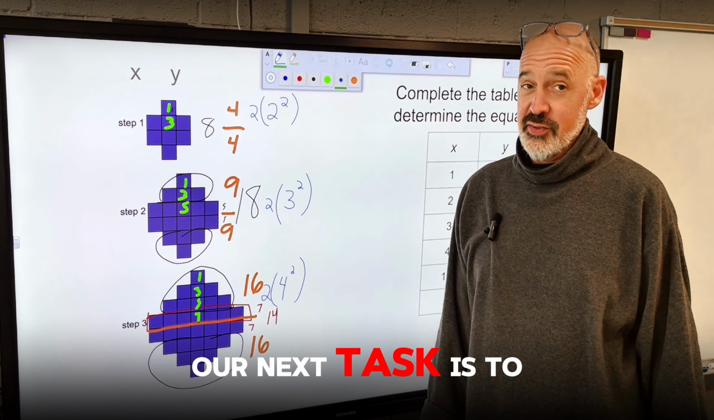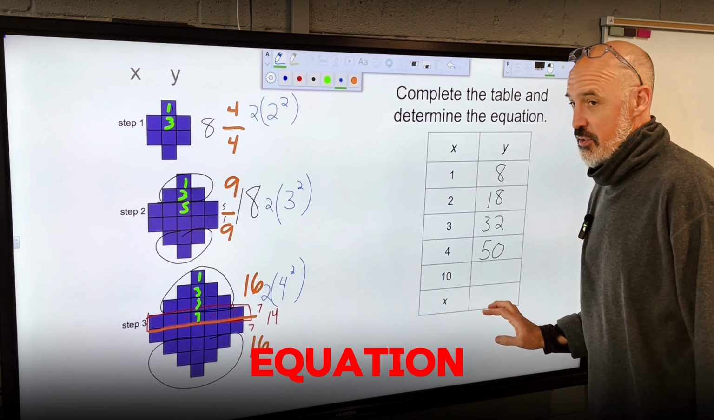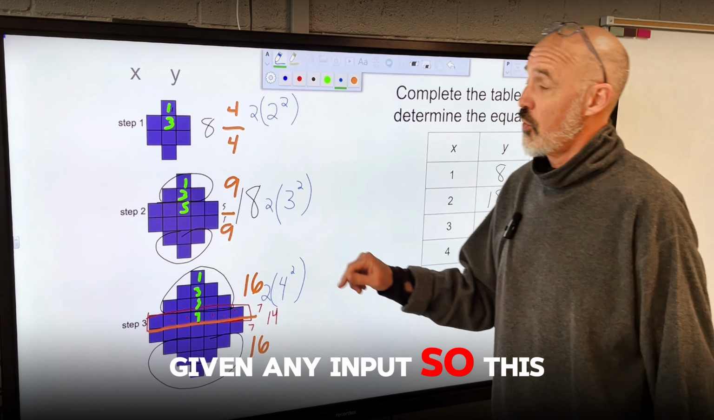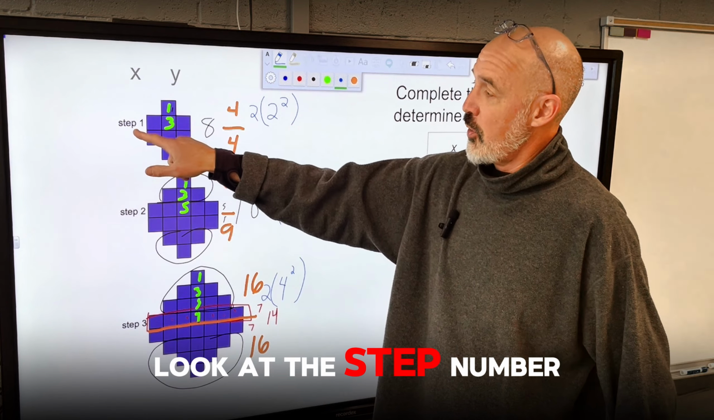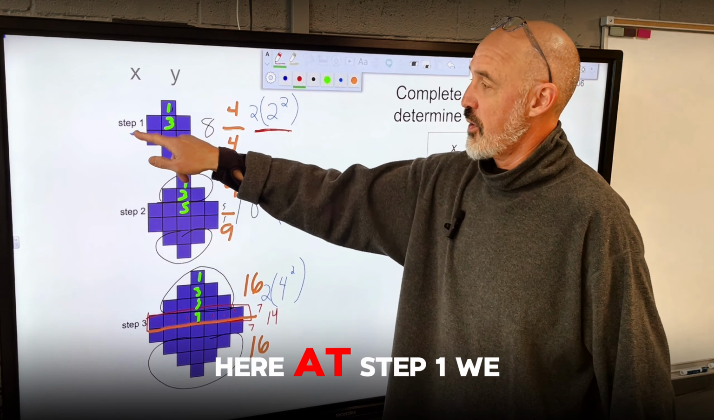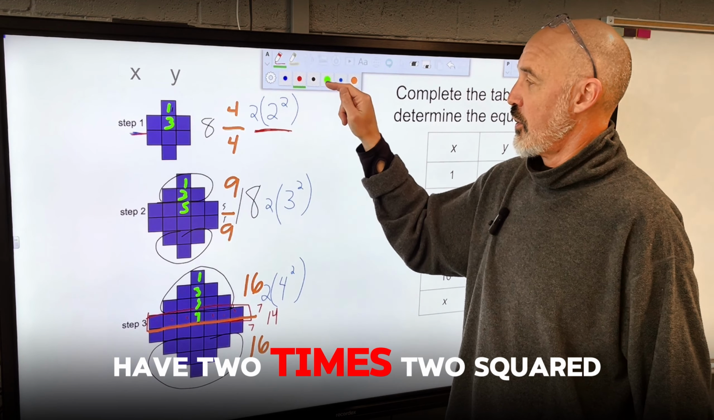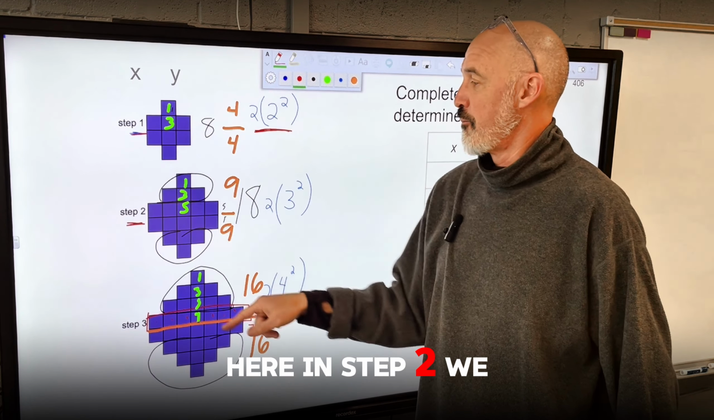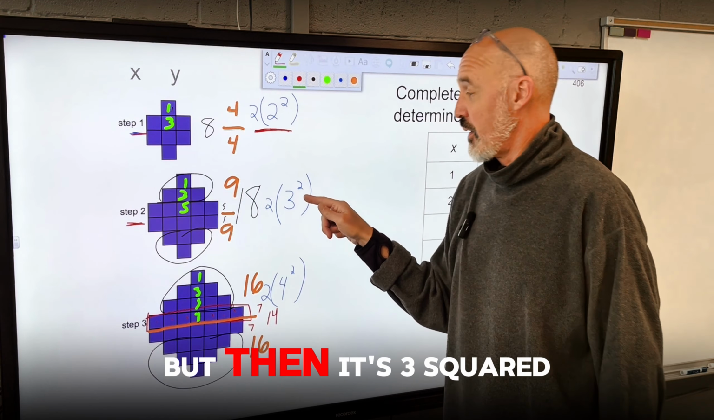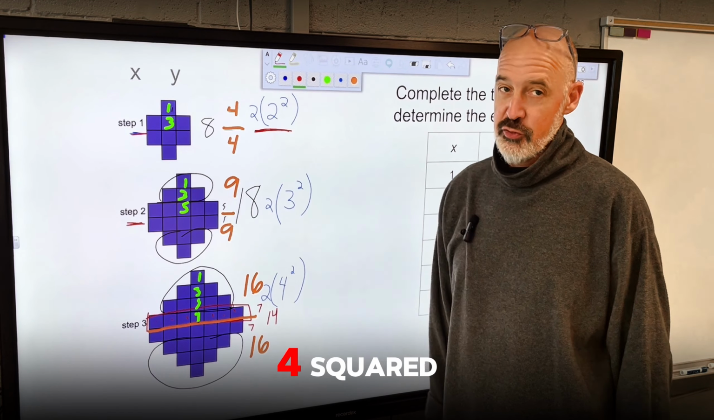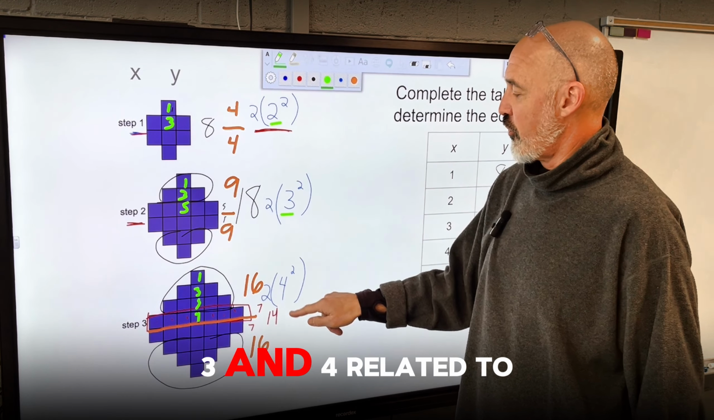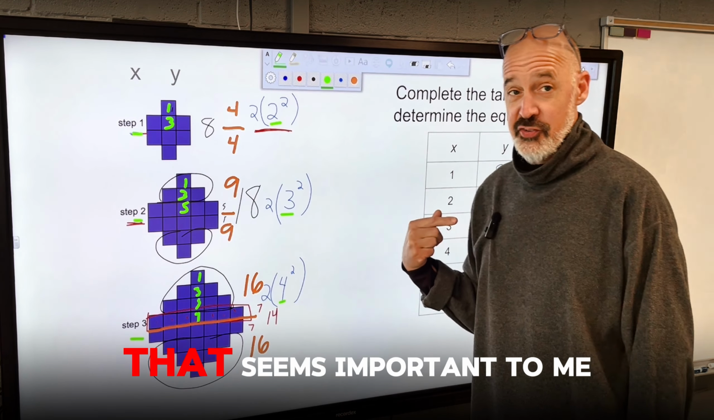Okay, so our next task is to try to actually write an equation or an expression that gets us this output given any input. So this is where we look at the step number compared to the numbers in the expression. Here at step 1, we have 2 times 2 squared. Here in step 2, we still have 2 of the same image, but then it's 3 squared, and here it's 4 squared. Well, how are these numbers, 2, 3, and 4, related to the step number? That seems important to me.